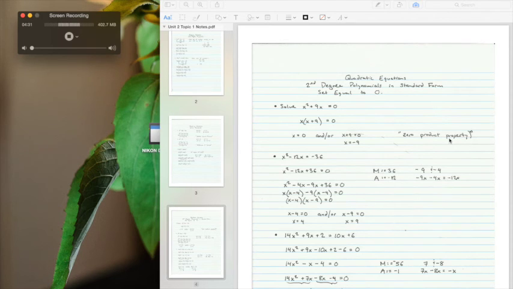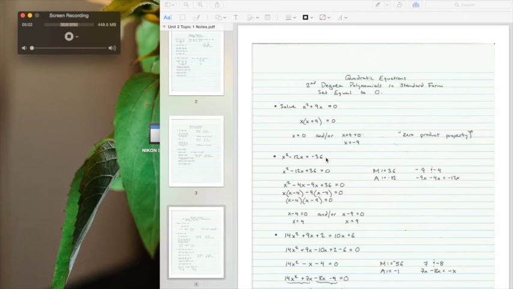So let's apply this idea to another quadratic and see if we can use everything we've learned so far to solve this next quadratic equation. Here we have x squared minus 12x is equal to negative 36. Now remember, one of the first things I need to do is to make sure that my equation is in standard form and set equal to 0, and this one is not set equal to 0 yet.